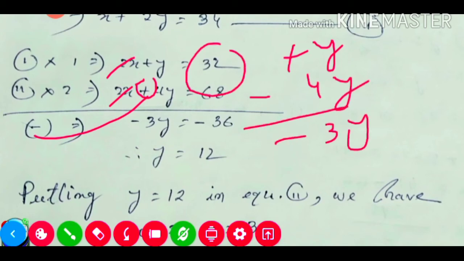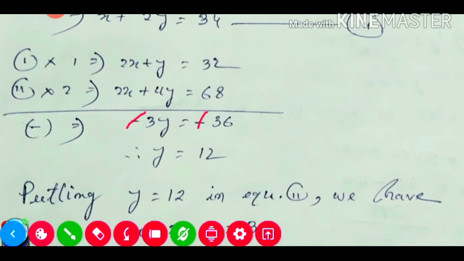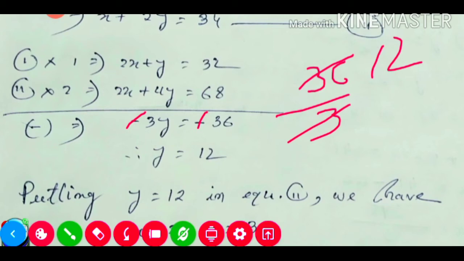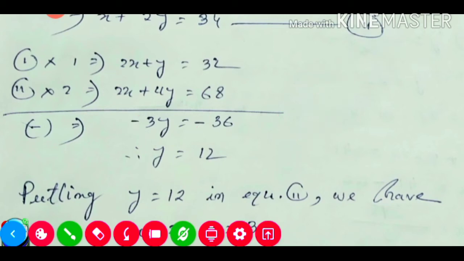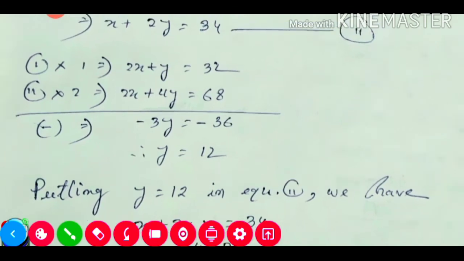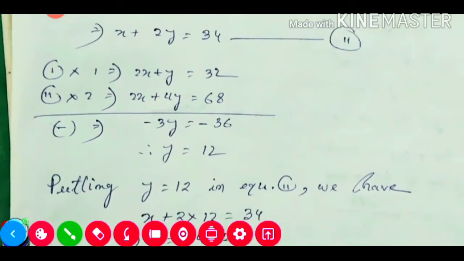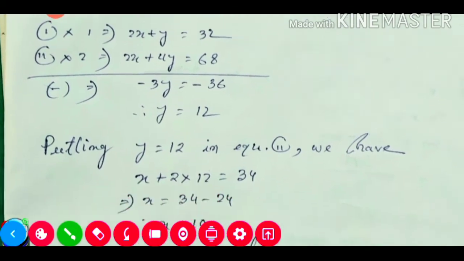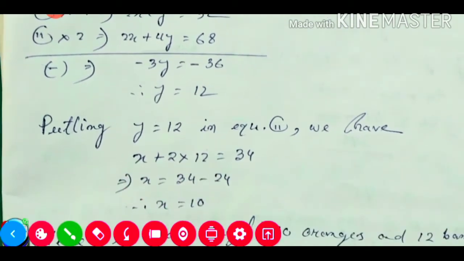Similarly this one will be minus 36, so minus cancels, and 36 divided by 3 is equal to 12. So the y value we got is 12. Now we'll put this y value in equation number 2. Equation number 2 is x plus 2y is equal to 34. So with y as 12, it will be x plus 2 into 12 is equal to 34. So 2 into 12 is 24. 24 will shift to the right hand side, so it will be minus 24. Therefore x is equal to 10.